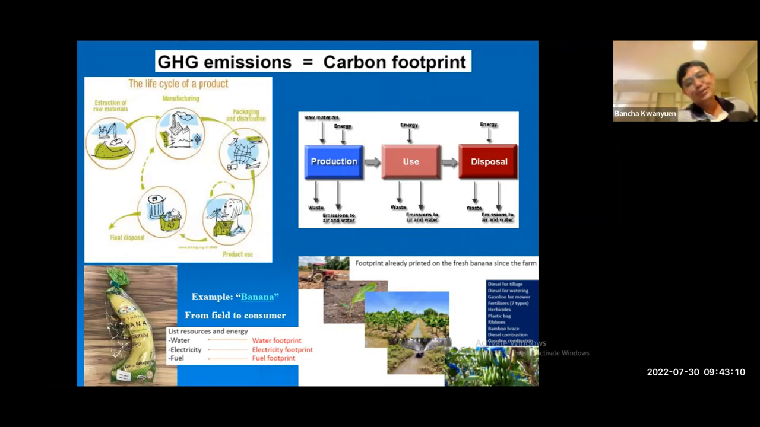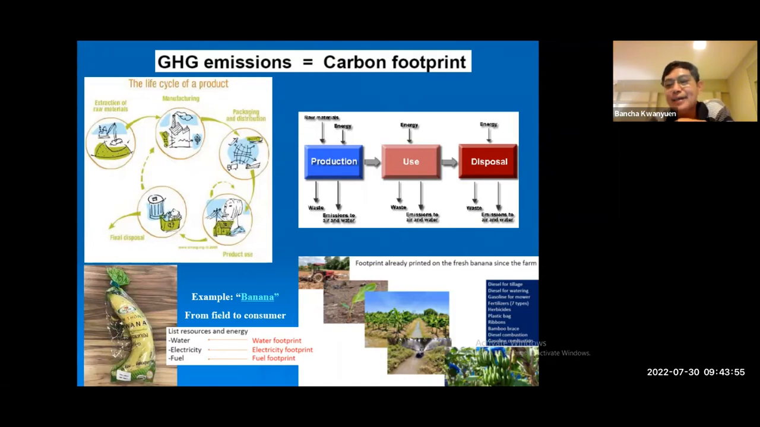So on the bottom, we talk about banana here. Banana means easy in Thai. But nowadays, banana is not easy anymore. It generates more garbage, more greenhouse gas, because you can see on the left, that is the 7-Eleven in Thailand. Banana nowadays comes in a plastic bag individually. So it takes a lot of water for the water footprint, a lot of electricity for the electricity footprint, and it takes fuel for the fuel footprint.